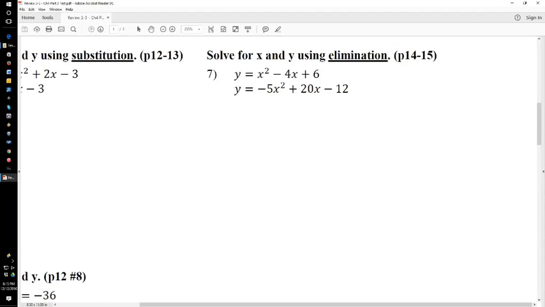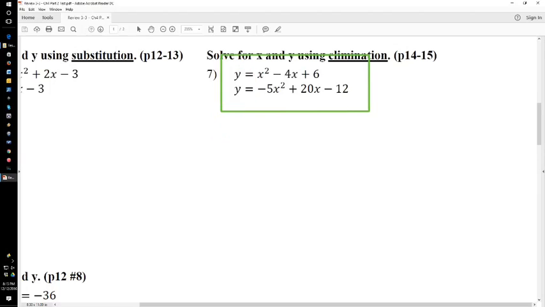Alright, for number 7, we're going to solve another quadratic system of equations, this time by using elimination. And again, page 14 to 15, you can find more examples from your notes. With elimination, you want to add up both equations together in such a form that one of the y's cancel out. And this time, if I add them up, y plus y would be 2y, so they don't cancel out right now.